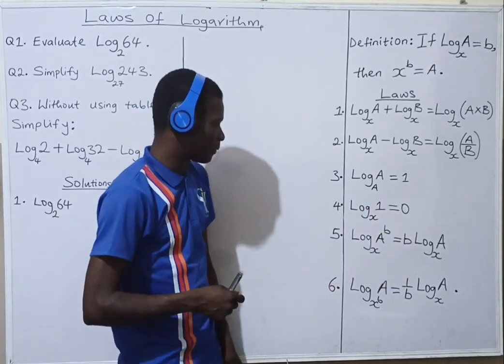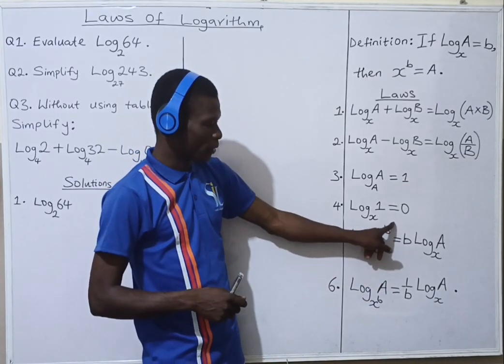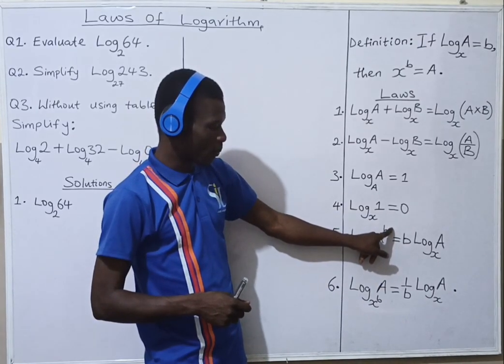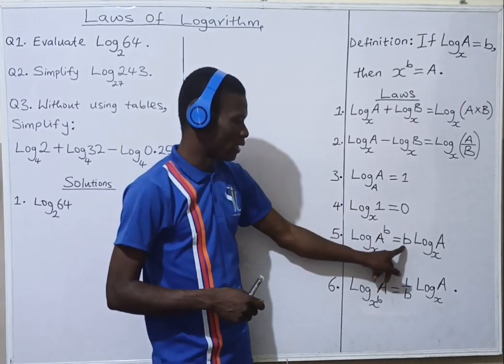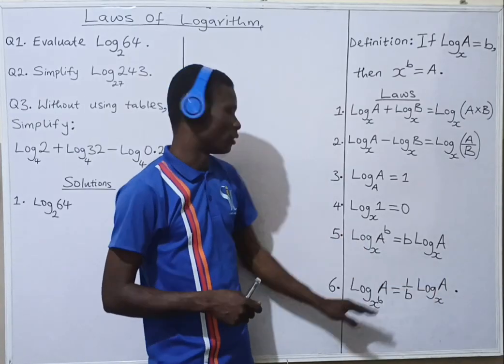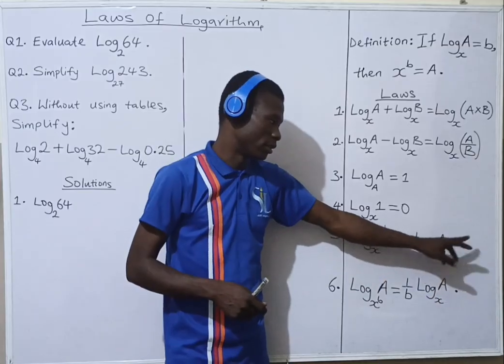That's law number 4. Law number 5 says log a raised to power b to base x. What happens? This b, which is the power, comes behind to multiply, giving b log a to base x. That's law number 5. The power comes behind to multiply the log completely.